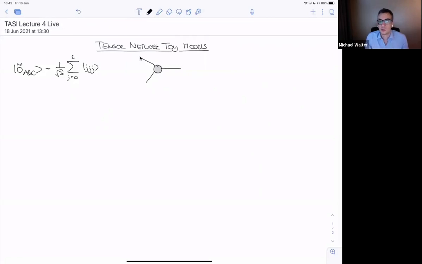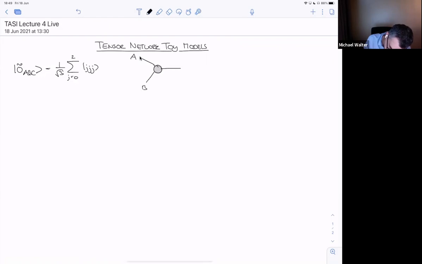The entropy of any single subsystem must be equal to the entropy of the complement. And it's easy to see that the entropy of, say, A is log 3 because A is as entangled as it can be with BC. So entangled on a 3-dimensional subspace.